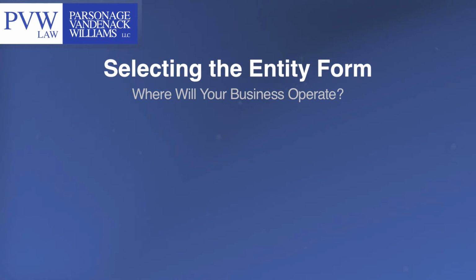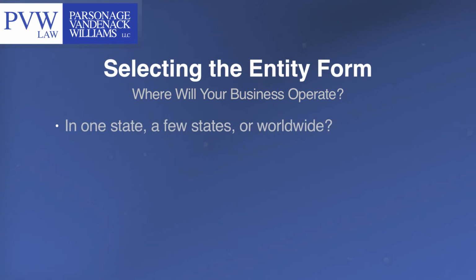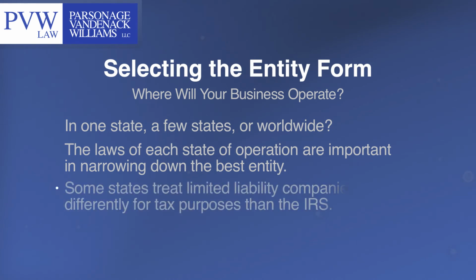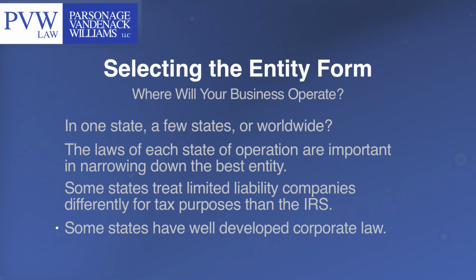Where will your business be operated? Will the business be a service business such as a medical practice or a lawn mowing service that will operate primarily in one state? Will it be a construction company that may operate in a few states? Is the business to publish books that may be sold worldwide? If the business will be operated in more than one state, then the laws of each state of operation are important in narrowing down the best entity. Some states treat limited liability companies differently for tax purposes than the IRS. Some states have well-developed corporate law governing intellectual property rights or corporate governance.